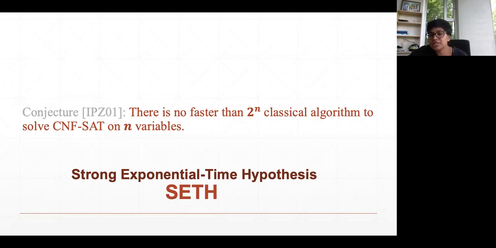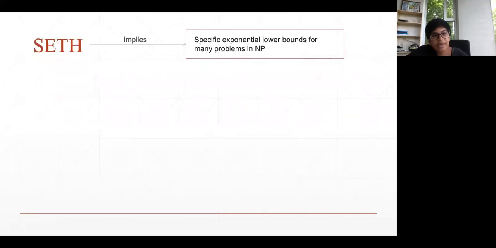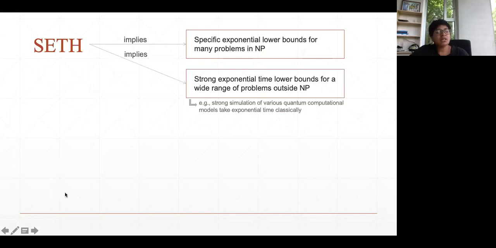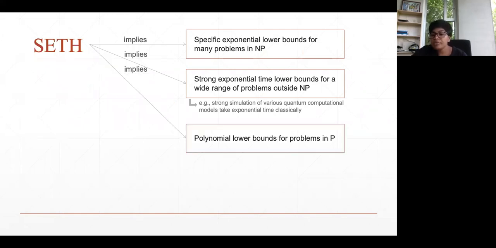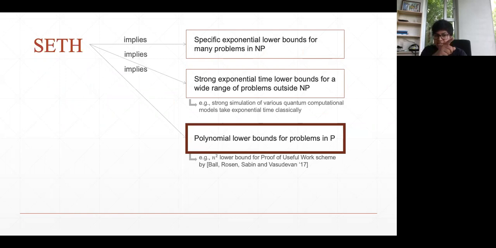Now, this strong exponential time hypothesis, which I'll be calling SETH, became instrumental in proving a lot of lower bounds. Specific exponential lower bounds were proven for many problems in NP. And lower bounds were also proven for problems outside of NP. For example, it was shown that, conditioned on SETH, strong simulation of quantum computational models will take exponential time classically. And SETH also implied a lot of polynomial lower bounds for problems in P. For the purpose of this talk, we are going to look at these implications of SETH, where SETH implies polynomial lower bounds for problems in P.